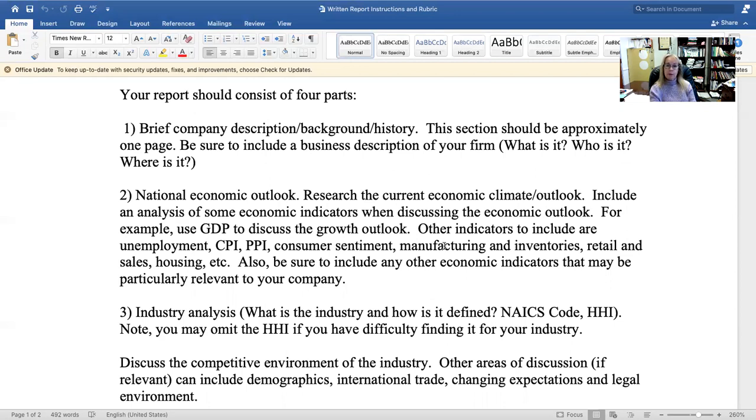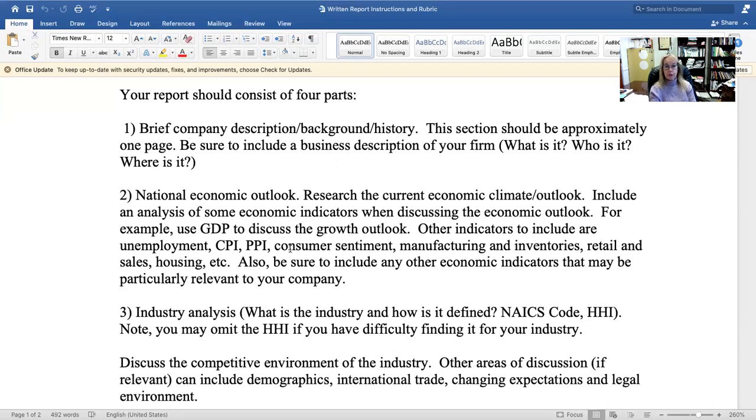Not quite as important are manufacturing and inventory levels. Depending on the company that you have, retail sales might be important. And depending again on your company, economic indicators regarding the housing industry might be important. But definitely for all of you, you should be including GDP, the unemployment rate, and the CPI. Then just look through these economic indicators and add any other ones. There's a slew of them. Add any other ones that you think might be important.